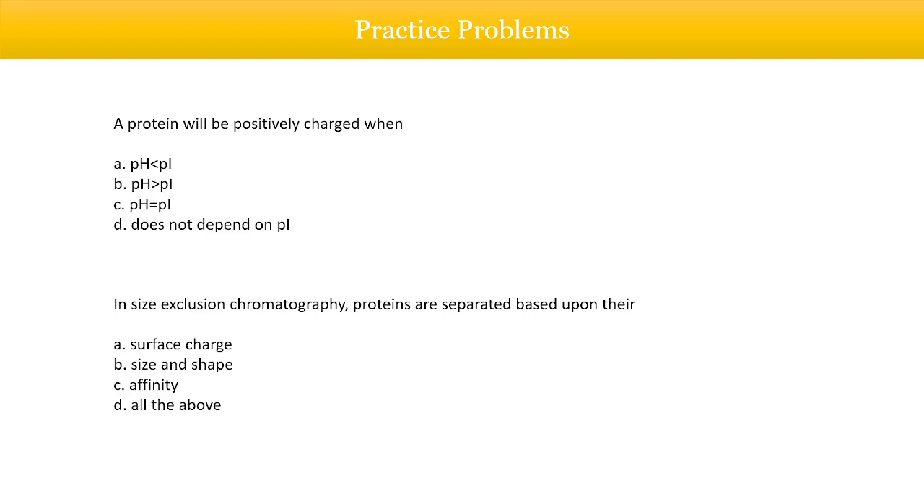pH less than pI. Now the next one: in size exclusion chromatography, proteins are separated based upon surface charge, size and shape, affinity, or all of the above. So in size exclusion chromatography, how are proteins separated? Quite direct. And the correct answer is size and shape. So usually it's both actually.